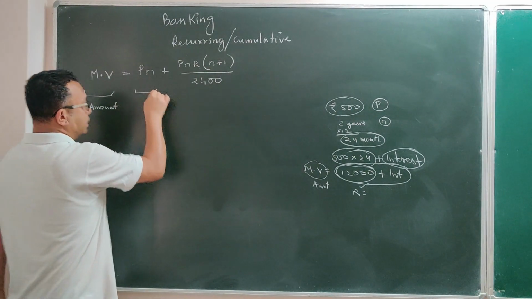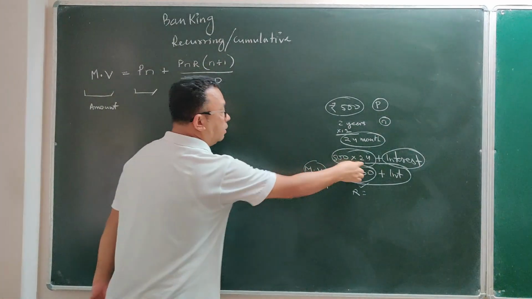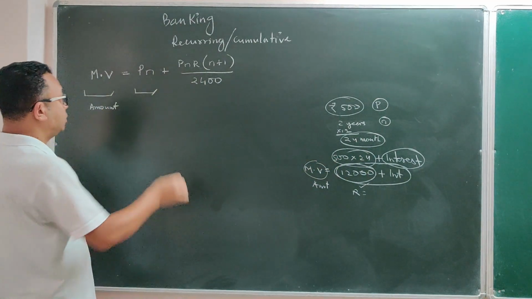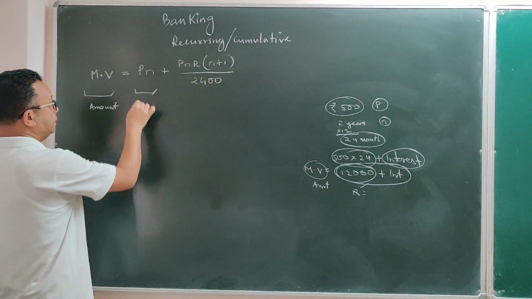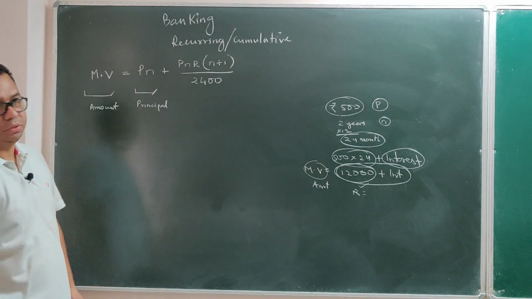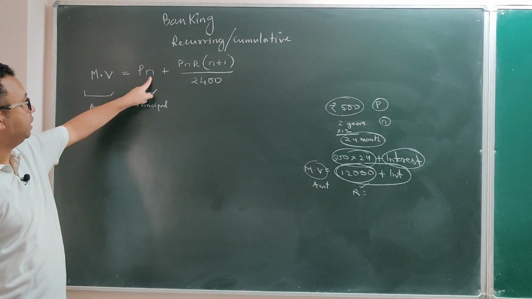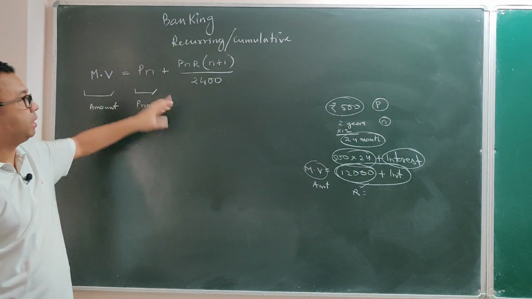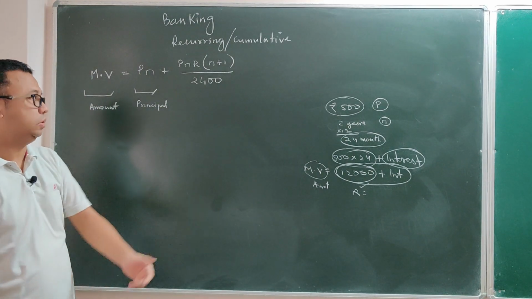P into N means, as you can see, I multiplied this P into N. P into N means your own money. So that's why we'll consider this P into N as the principal. Principal means your money. How much you have deposited? This is the monthly deposit, and for how many months have you deposited? If you multiply, you'll get your own total money you have deposited.